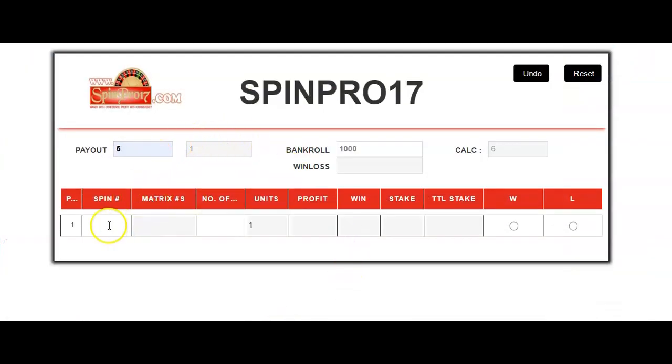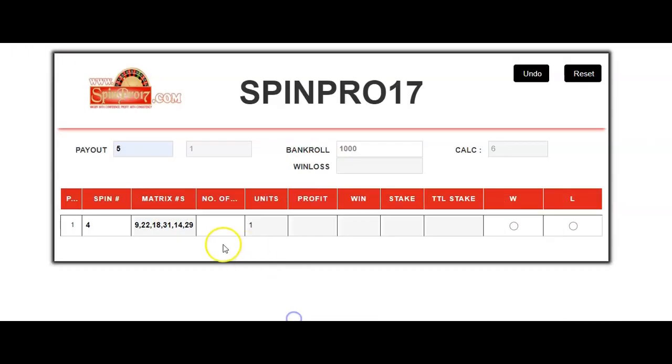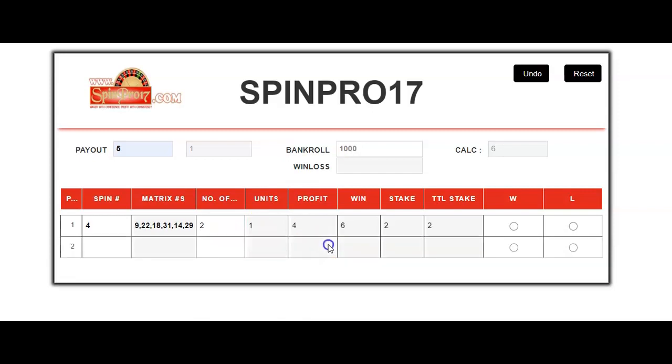For instance, let's just say your spin number was 4. In this case, see these sequence of numbers? You're always going to be betting two of the sequences, which is 9 and 22. In this case, you would be putting here, as you can see, 9 is in this block of 6, 22 is in this block of 6, so it's 2. You're going to be playing 2 units.